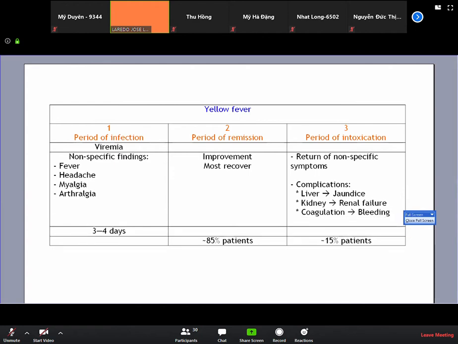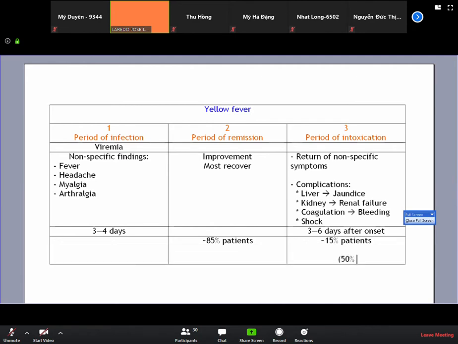And finally, shock, that I am not going to explain because this is clinical medicine and you will study it next year, and I don't have time. Okay, so these are the complications of yellow fever. This is the period of intoxication. Very few patients, 15% of patients. This period of intoxication, the most severe, appears 3 to 6 days after the onset of symptoms. 50% of these patients will die.